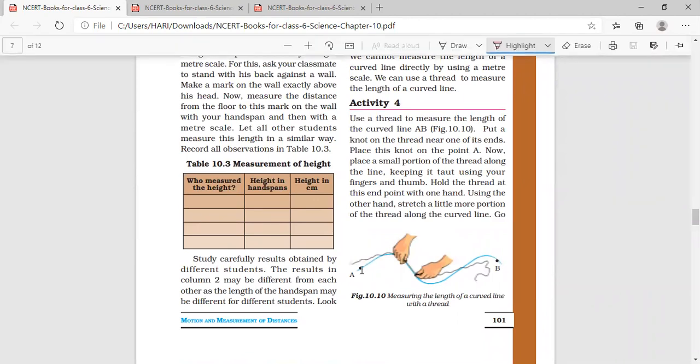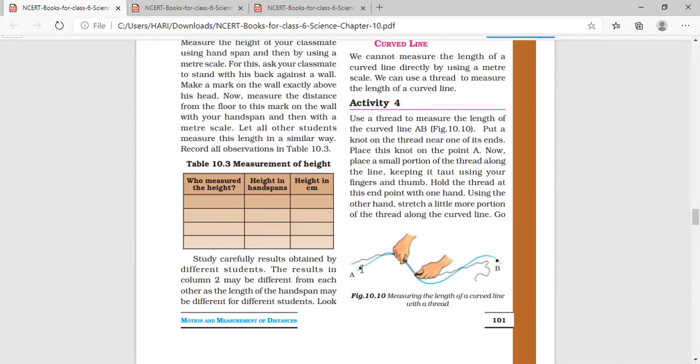We will mark point A at one end of the curved line and point B at the other end, so that we can call the curved line AB. Now take a thread and make a knot at one end of the thread. Now place this knot on the point A. Where we are making the knot, that part we have to place on the point A.